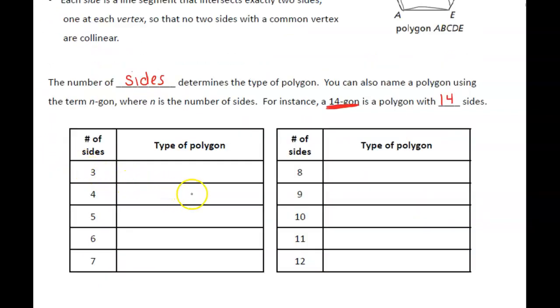All right, so let's review some of the main types of polygons that we don't use gon with. They have real names because we use them more often. So a 3-sided polygon is a triangle. We should know that. Okay, 4-sided is a quadrilateral. A 5-sided polygon we know is a pentagon. 6-sided is a hexagon. 7 is a heptagon.